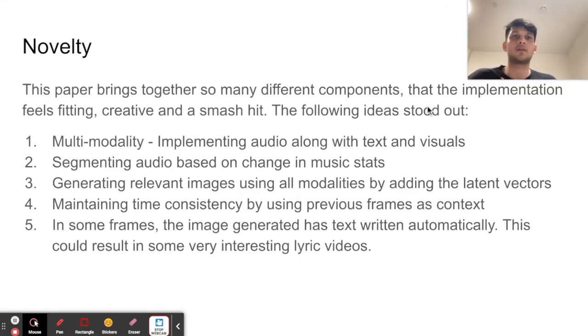All right, now let's quickly talk about the novelty, the limitations and the implications of this paper. This is extremely opinion based, so I could be wrong about things, but feel free to comment and ask me questions or tell me things.